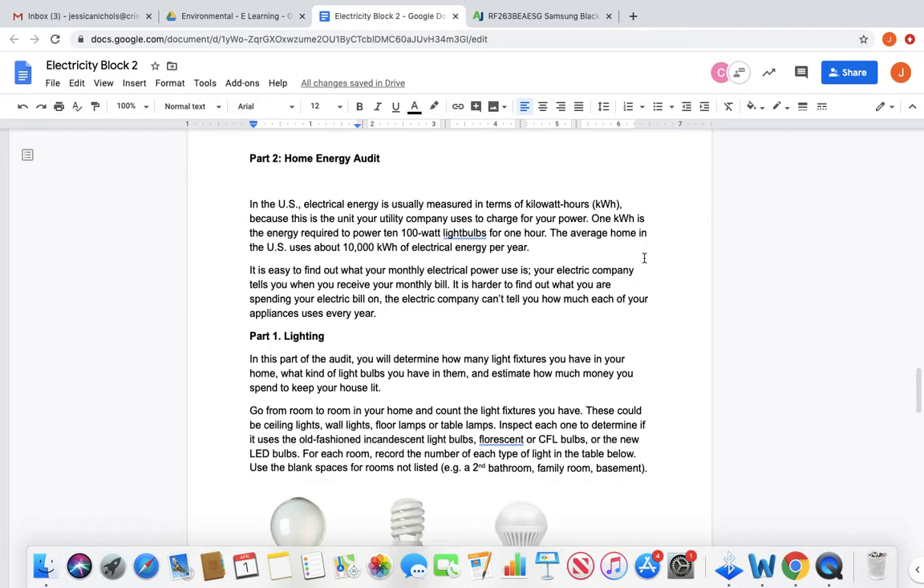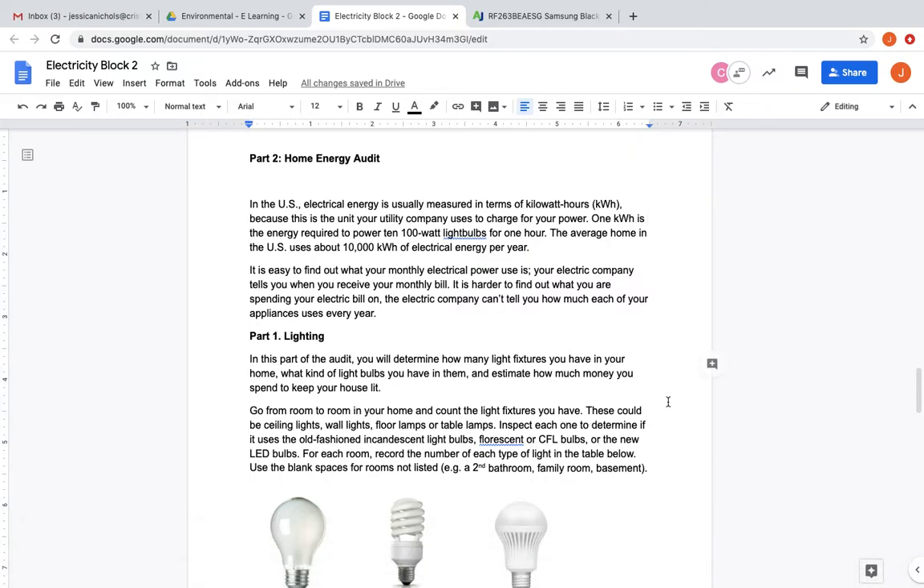This is part 2 of your home energy lab. We're going to do part 2, the home energy audit. You're going to count up the number of light bulbs around your house, and we're going to talk about how to do that. We're just going to read over some of the intro together, and then I'll do a couple of examples with you, and then hopefully you can go from there.